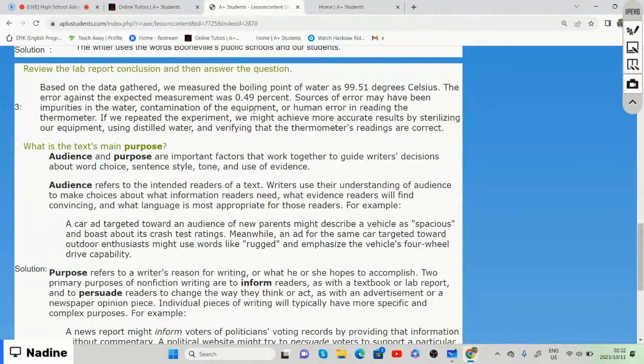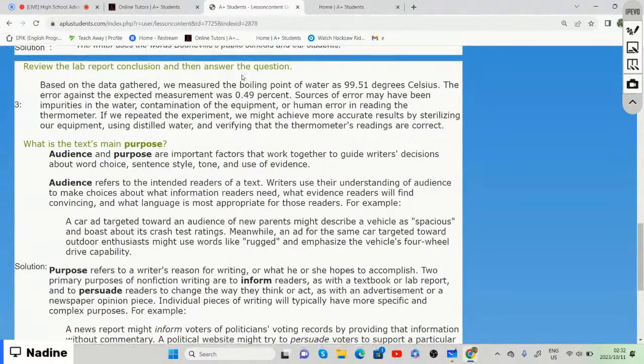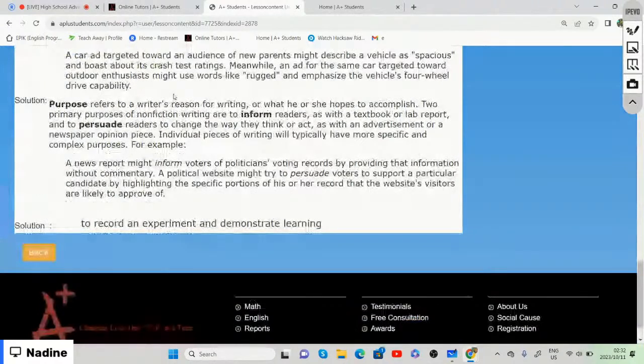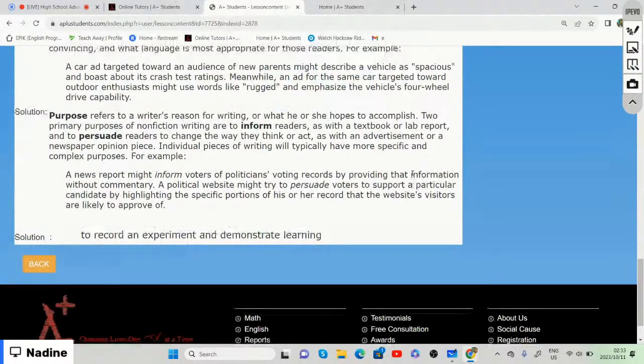All right. So if we look at the lab report, as well as the conclusions, we need to answer the questions. So the main purpose is just to record an experiment and demonstrate learning, right? All right. Now let's go to our test.